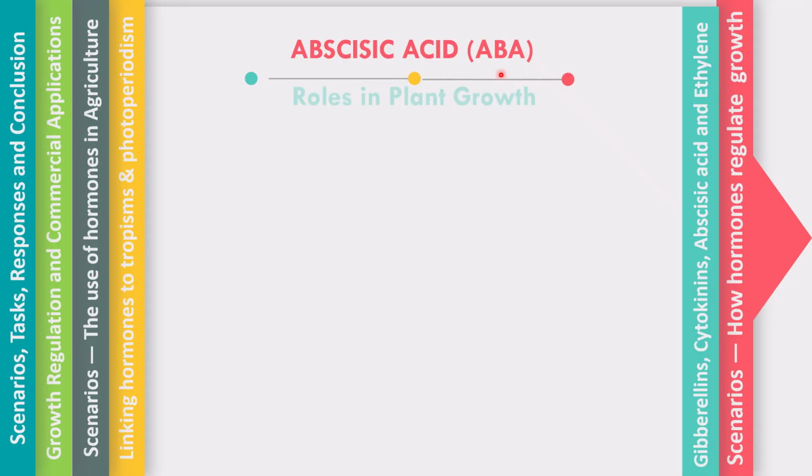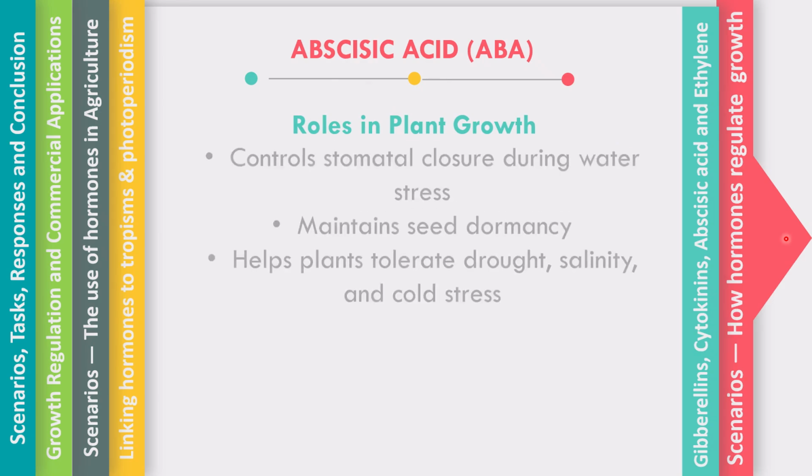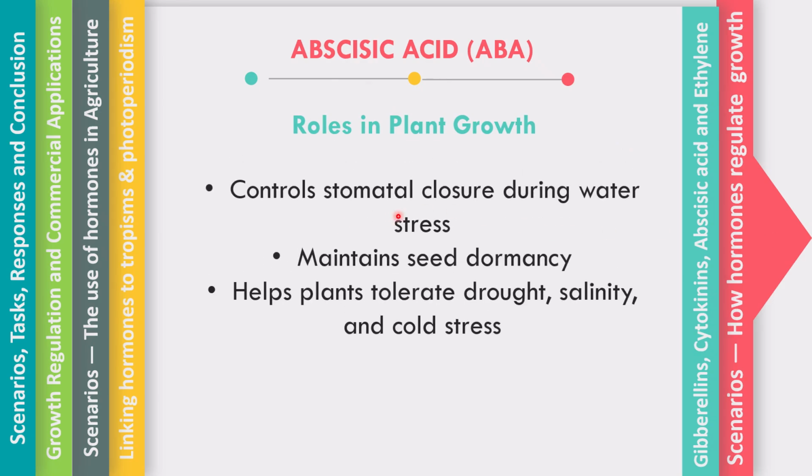Abscisic acid. The roles of abscisic acid in plant growth. Controls stomatal closure during water stress. Maintains seed dormancy. Helps plants tolerate drought, salinity, and cold stress.